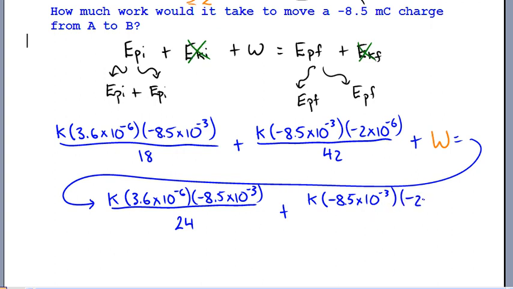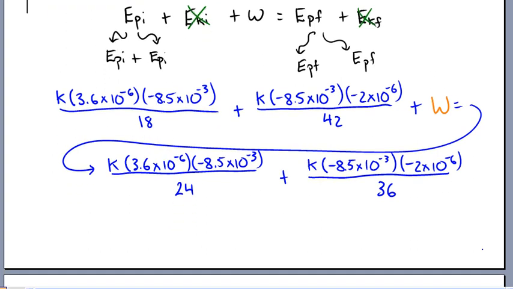And then we have the negative 2 times 10 to the negative 6 for the micro, and at the end of the day, in the final state, they will be 36 meters apart. So it's a little bit long, but it's not tremendously hard to do. We can throw the values into our calculator. If you're curious and you want to try this out, just to make sure that it's going into your calculator correctly, it should be around 4.4 joules.